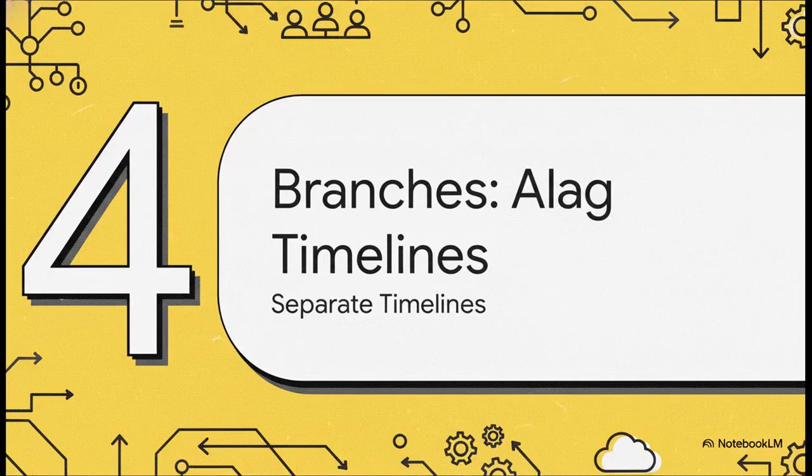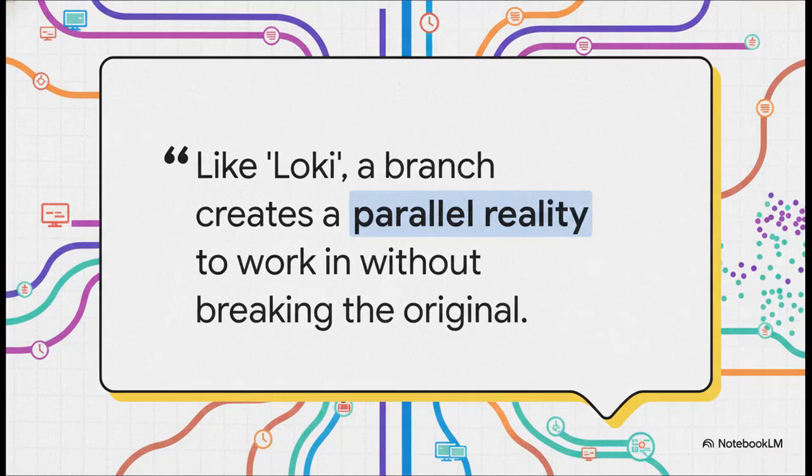Okay, now this next idea, this is where Git goes from just being a cool history tracker to an absolute powerhouse for teamwork and safe experimentation. We're talking about branches. And you're going to love this analogy. Think about the show Loki. Your main project, that's the sacred timeline. It's stable, it works. But what if you want to try out a risky new feature? Well, you create a branch, a parallel reality where you can go wild. If it works, great, you merge it back in. If it breaks, you just get rid of that timeline and the original is completely untouched.